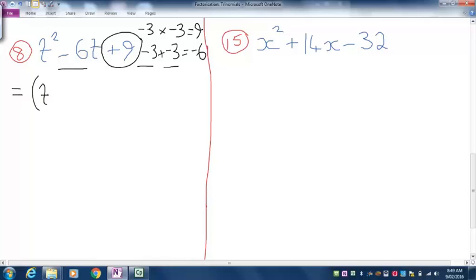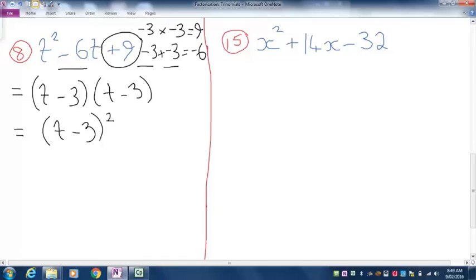t minus 3, t minus 3. And to write this a little more concisely, t minus 3 times t minus 3 is the same as t minus 3 all squared. So it is important to recognise when we have a perfect square.